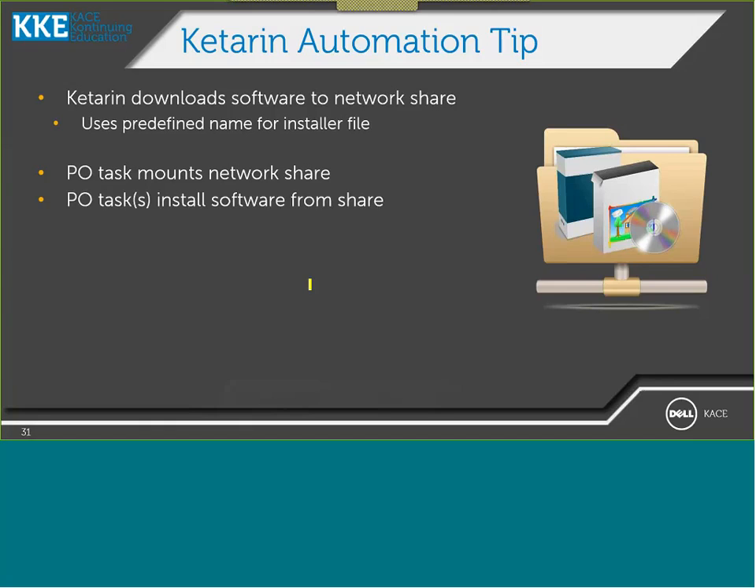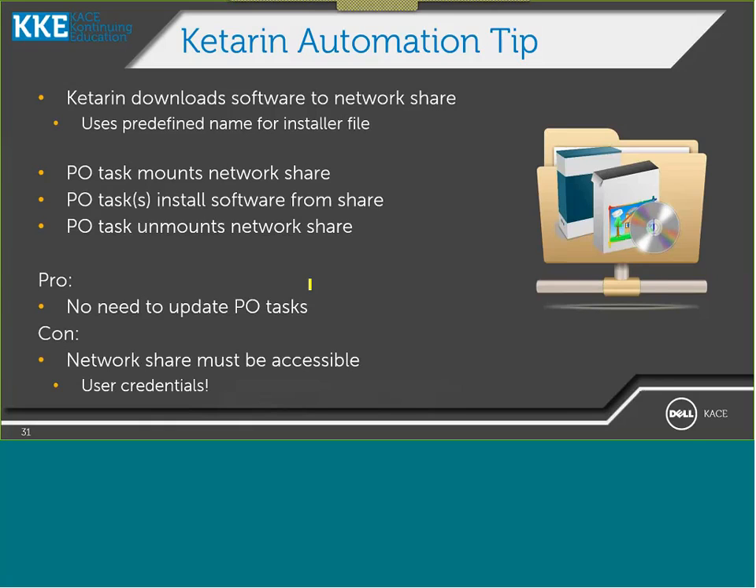So I'm pretty sure that every time I run that, I have the latest version because K2000 is putting that onto the share for me. Then I unmount the network share, and that's pretty much it. So the advantage is I don't need to check the vendor websites for new versions. K2000 does it for me. I don't need to update the post-installation tasks. So that's a real pro.